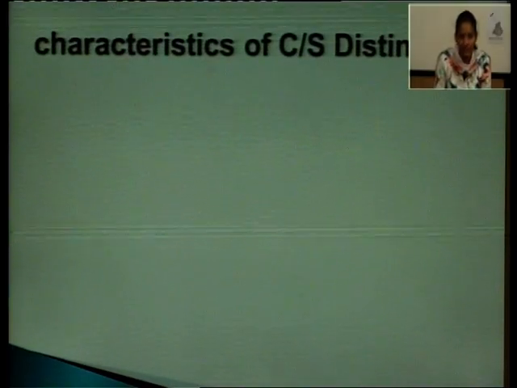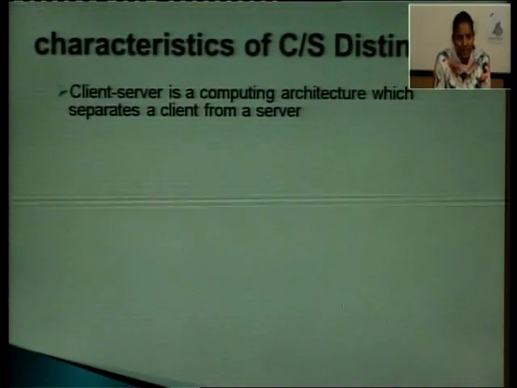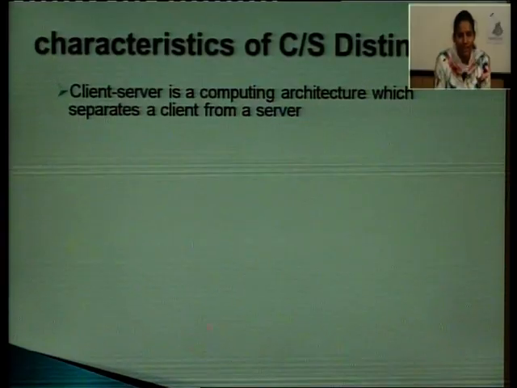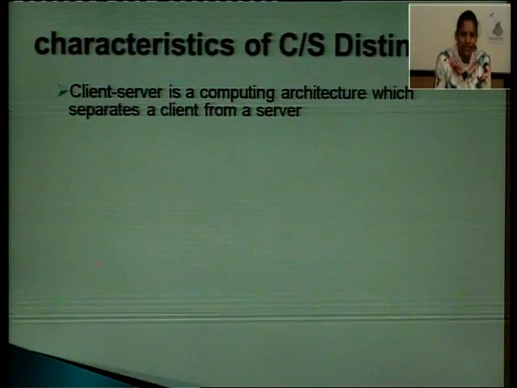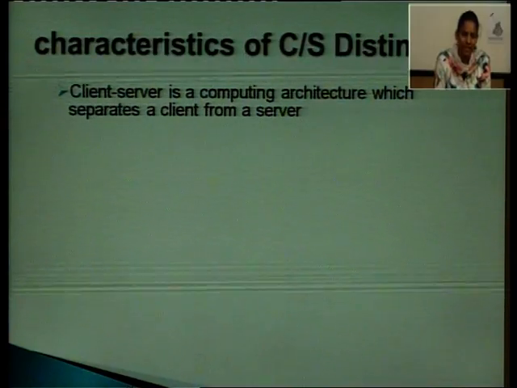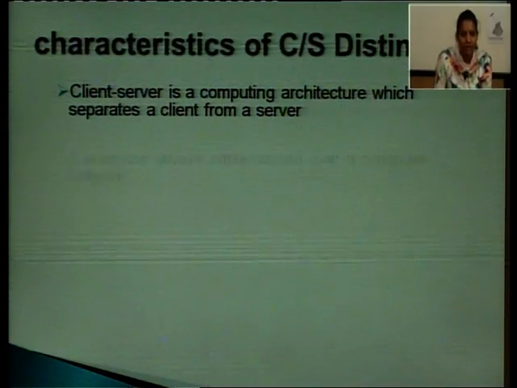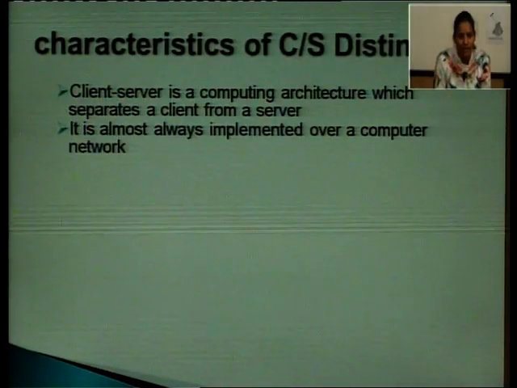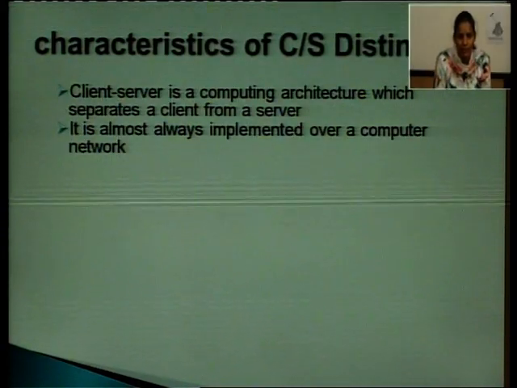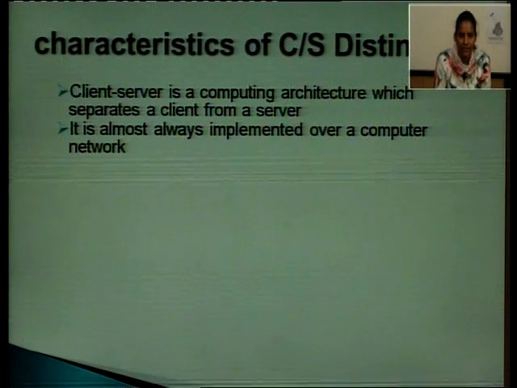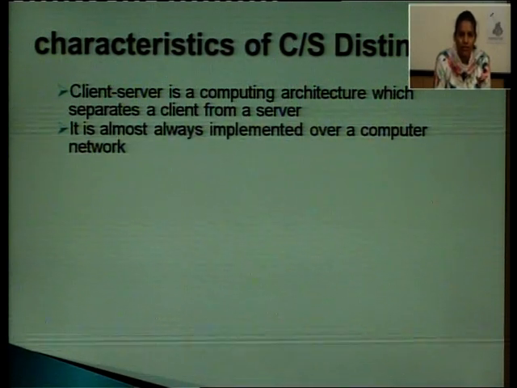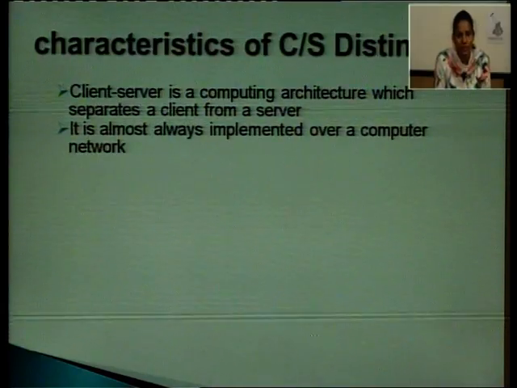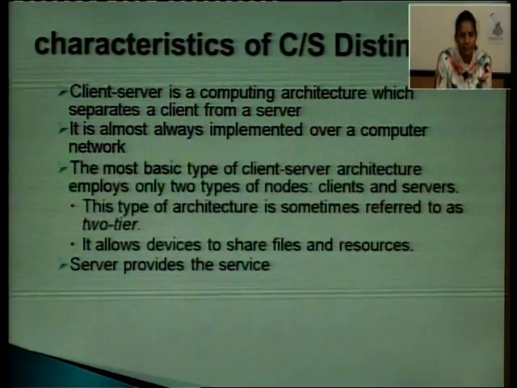So what are the characteristics of client server architecture? Client server is a computing architecture which separates a client from a server: the server where the database is saved, and the client which is accessing that database. It is almost always implemented over a computer network. That is, the server and all the clients must be connected through some media, either fiber optic or twisted pair.